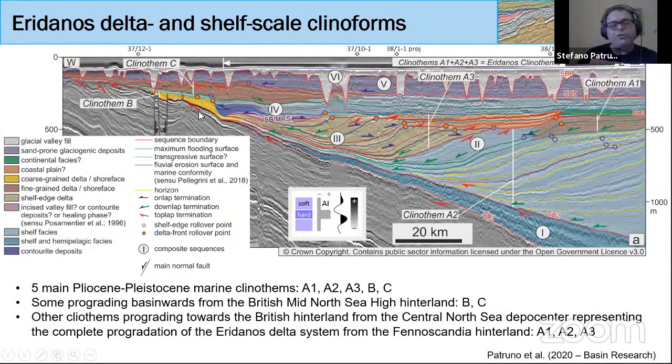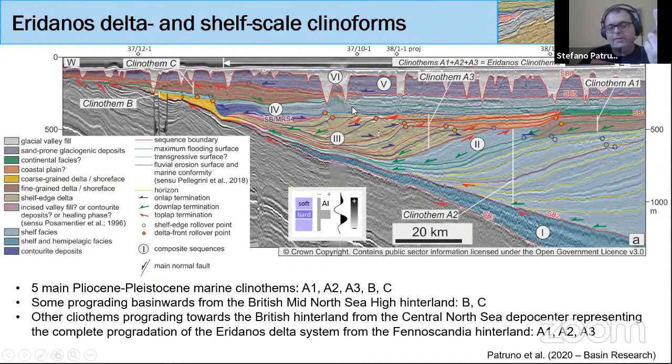From the opposite side, there are small delta scale clinoforms that are prograding towards the opposite side, being fed from the UK interland over here. So you can see very different scales. You can see very different morphological gradients of the clinoforms. And also here you can see a compound system, a direct association between delta scale clinoforms and shelf edge clinoform down here. And here you cannot see that. So basically in this clinotherm over here, the two profiles have been merged.